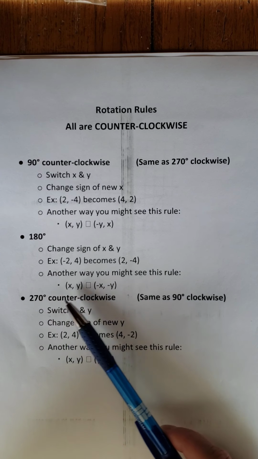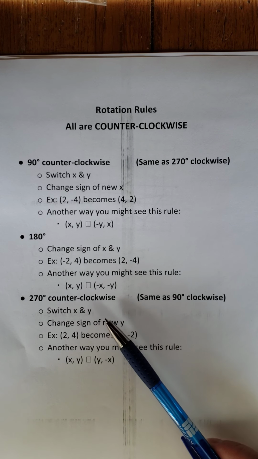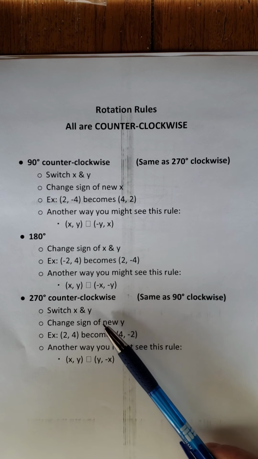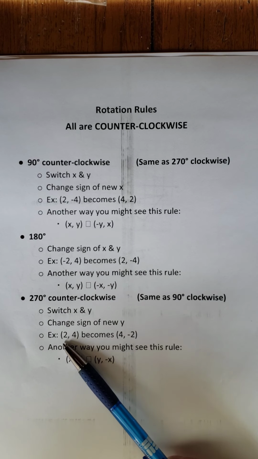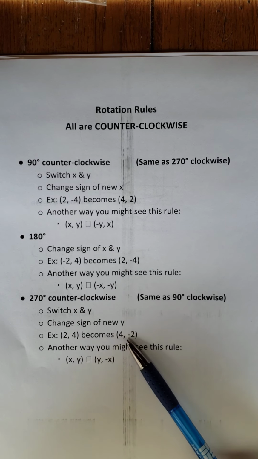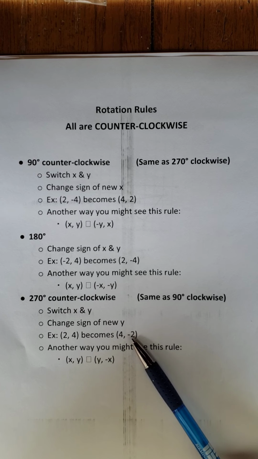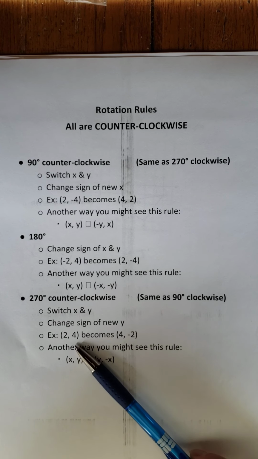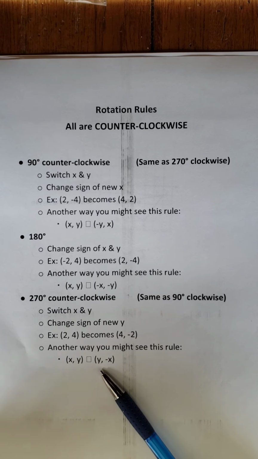Now if we're going 270 degrees counterclockwise, that's the same as 90 degrees clockwise. So our rule for that is we switch x and y, and then we change the sign of the new y. So for example, (2, 4) becomes (4, -2). Why? Because first we switch the x and the y, so this becomes (4, 2). But then we need to change the sign of this new y. So instead of +2, it becomes -2. And another way you might see this rule written is (x, y) becomes (y, -x).